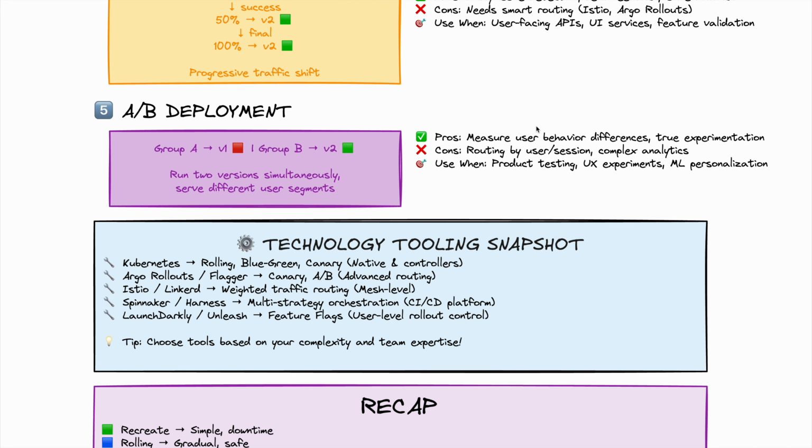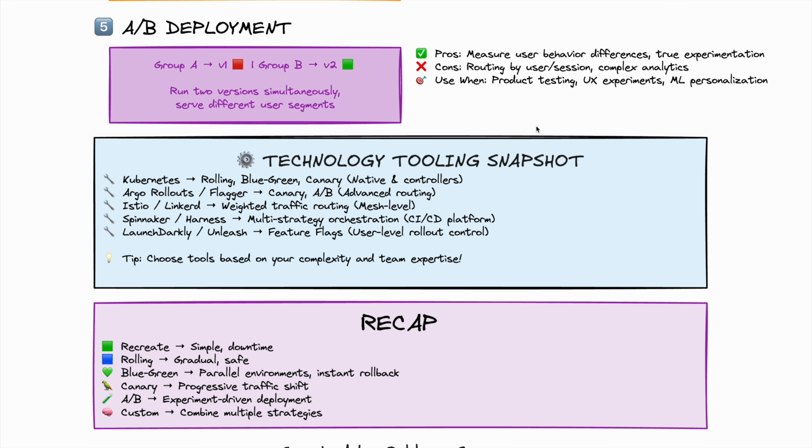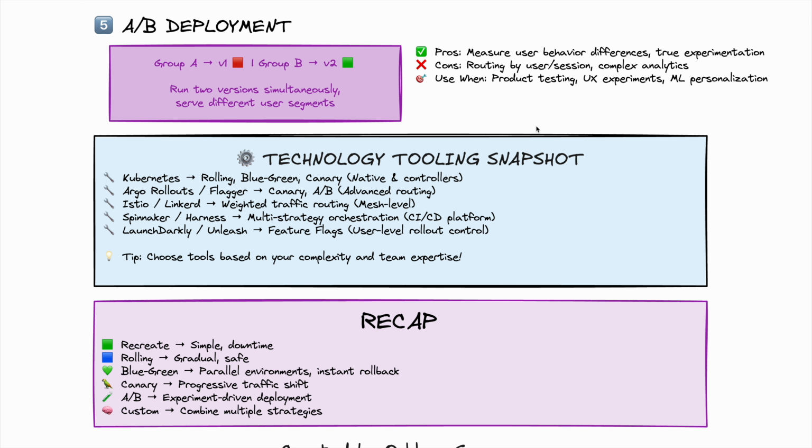And we have one more strategy that we are using. It's very similar to the canary. It's A/B deployment. We usually use it when we are testing a product, for UI experiments, or for, let's say, machine learning personalization. We run two versions simultaneously, and we serve two different user segments.